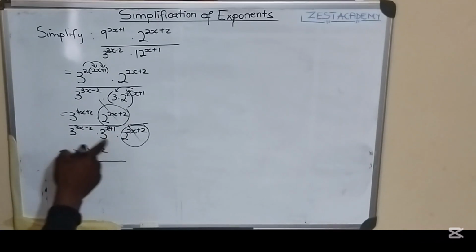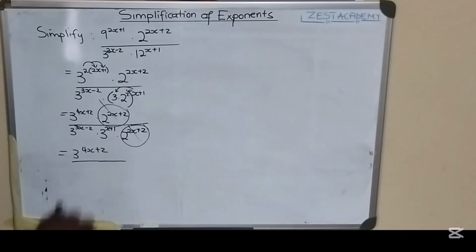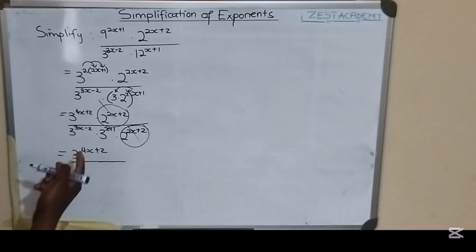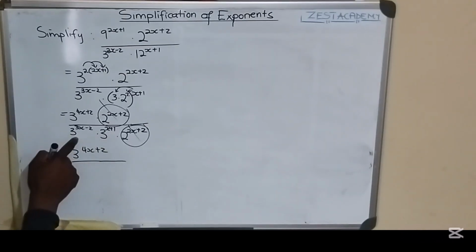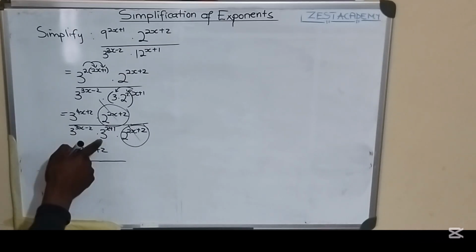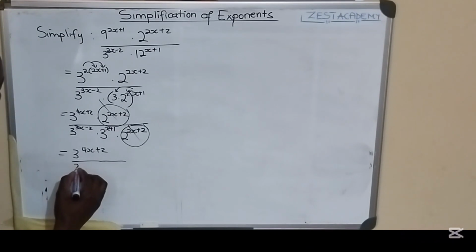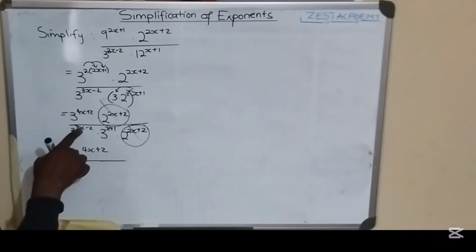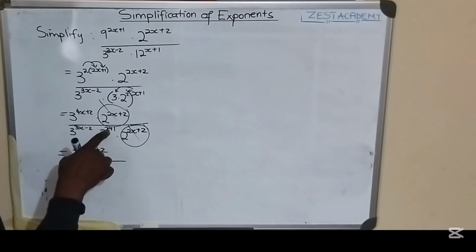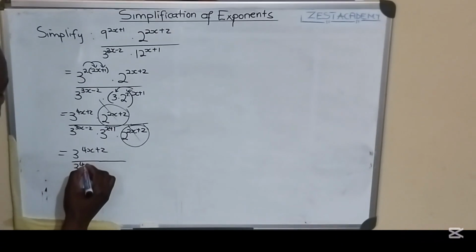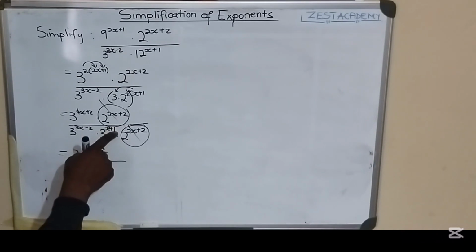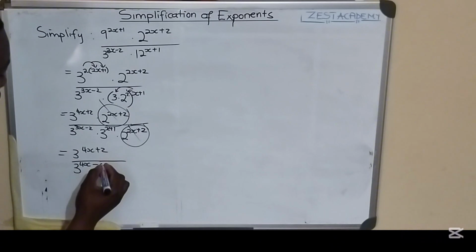Then what we have at the bottom, you can see that we have like bases that are being multiplied. So if we apply law number 3, the summation law, if you have the same bases and they're being multiplied, you can add the exponents. So what do we obtain? Our exponents, our powers, we have 3x plus x, we obtain 4x. And then negative 2 plus 1, we obtain negative 1.